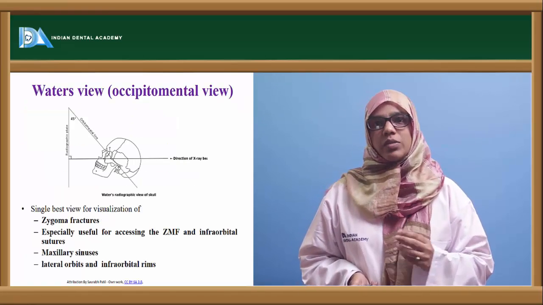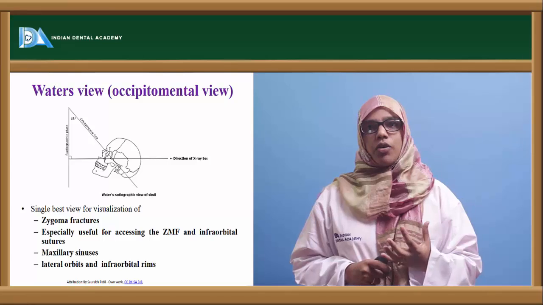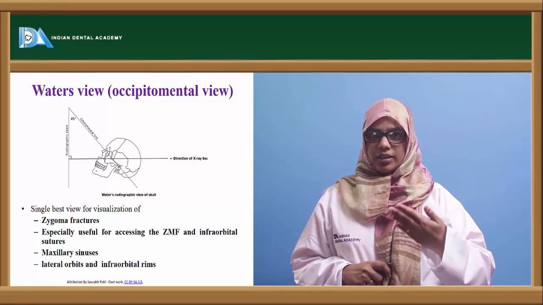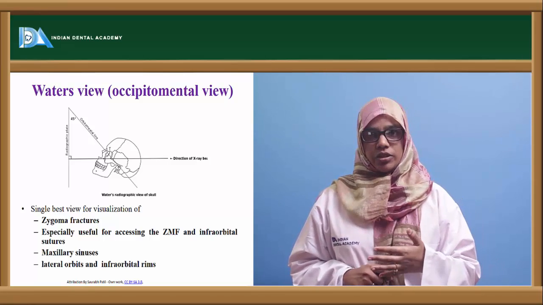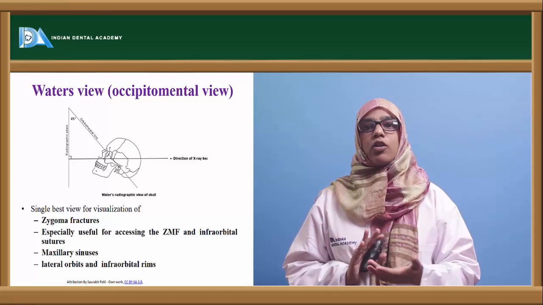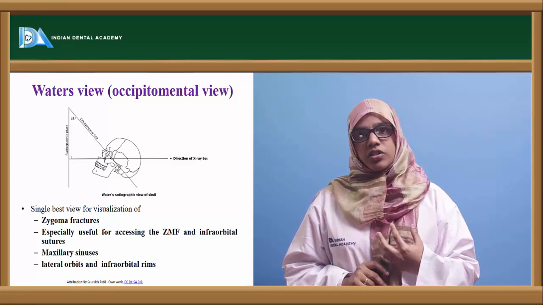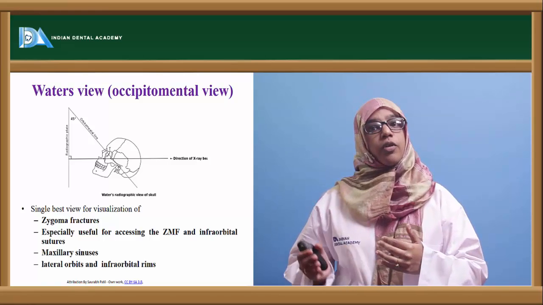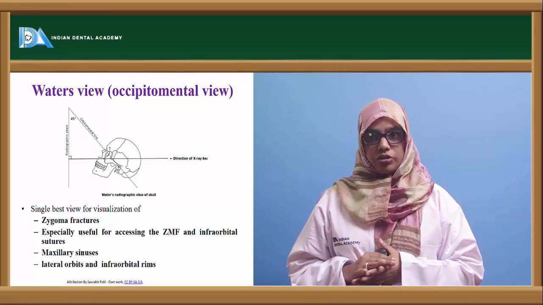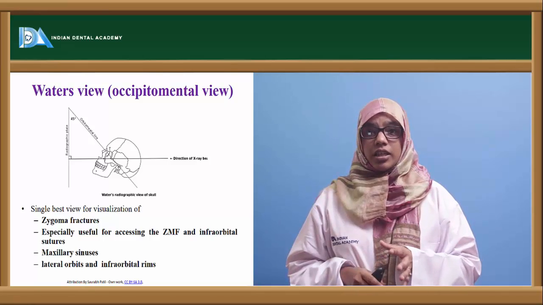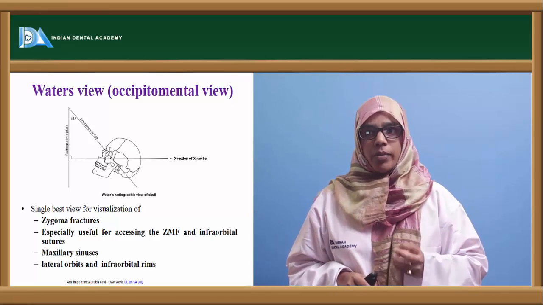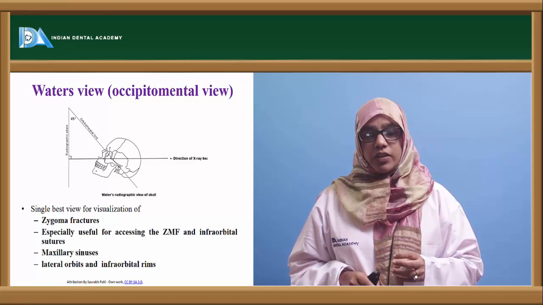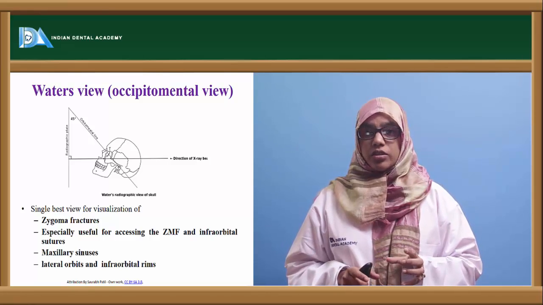Now what exactly is PA Waters view? In PA Waters view, you put the cassette, that is the X-ray film, in front of the patient and ask the patient to tilt the head at an angle of 45 degrees in such a way that the chin rests on the cassette and the X-ray beam is projected from behind the patient in the occipital region. Now, this technique is best to evaluate zygomatic fracture.